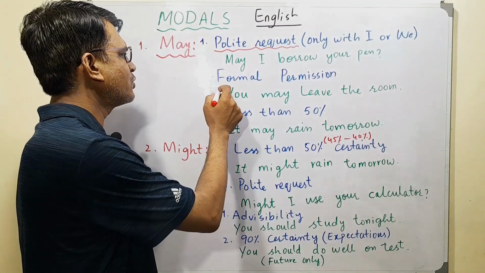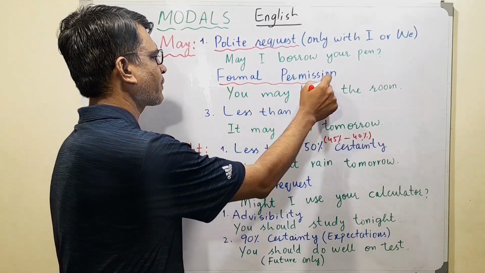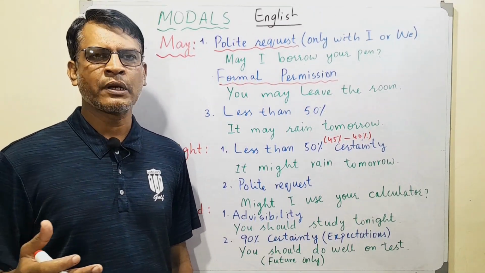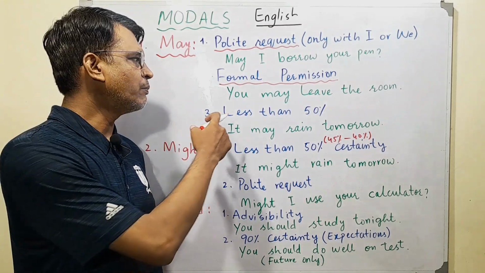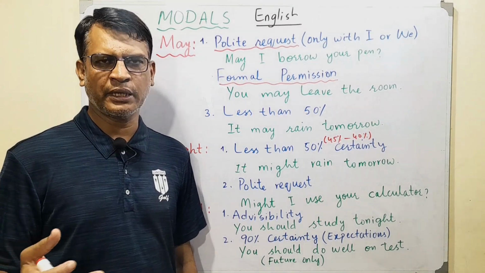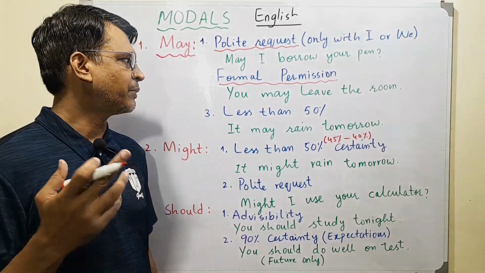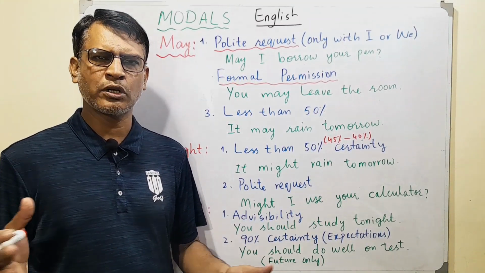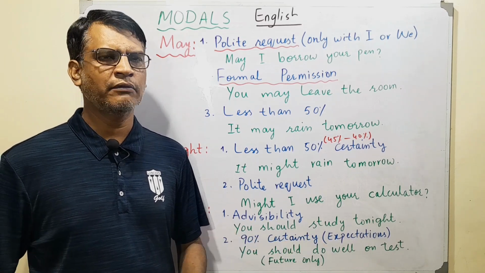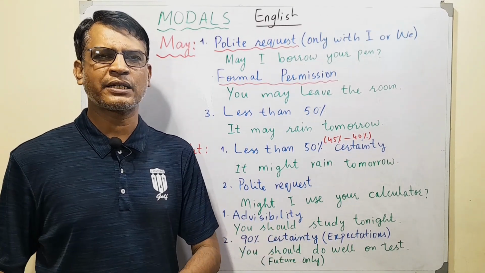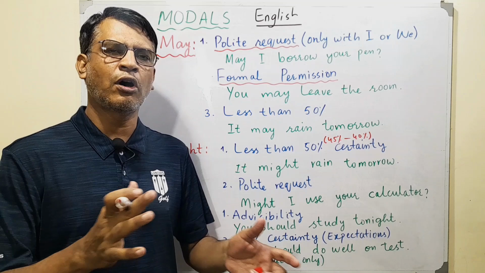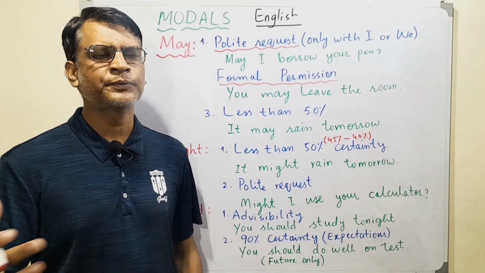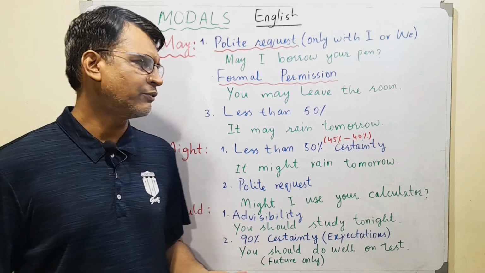The second is that it is used for formal permission. Okay, it's a formal permission. So a boss can say to his employees that you may leave the room. That's a formal permission which is given. There's a meeting of a boss and employees. A lot of people are sitting. When the meeting is over, everybody is expecting that the meeting will be formally closed by the boss, and when he says you may leave the room, then everybody would stand up and leave the room.